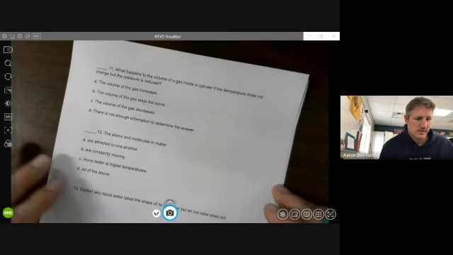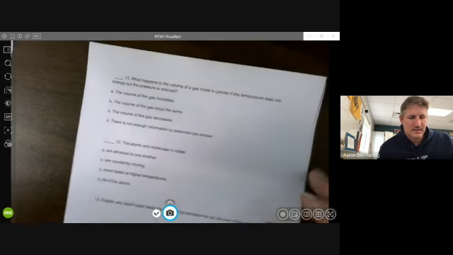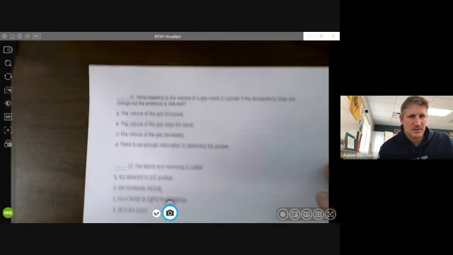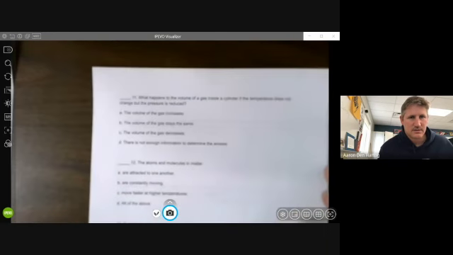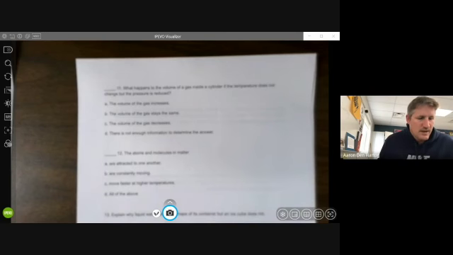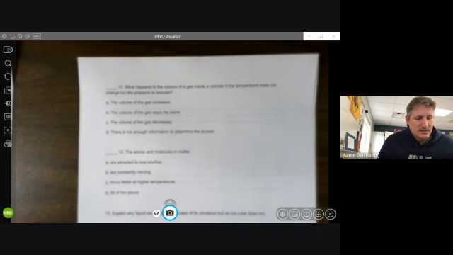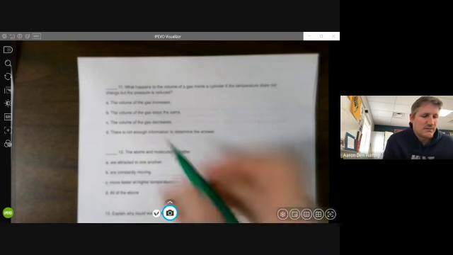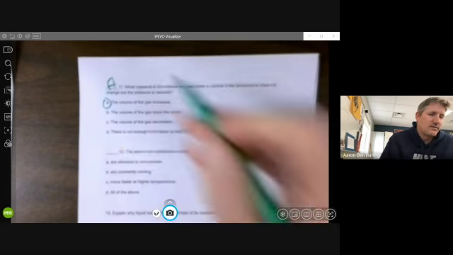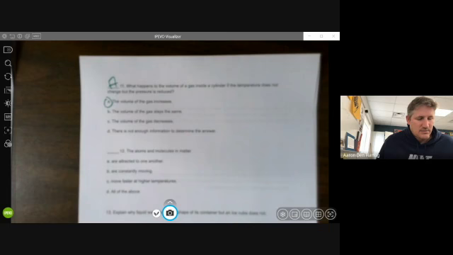Let's move on. Number 11. What happens to the volume of a gas inside a cylinder if the temperature does not change, but the pressure is reduced? That means we're releasing pressure, so we're getting more volume. There's not enough information. The volume of the gas is decreased. The volume of the gas stays the same. The volume is increased. So we have less pressure, which means the gas gets bigger.